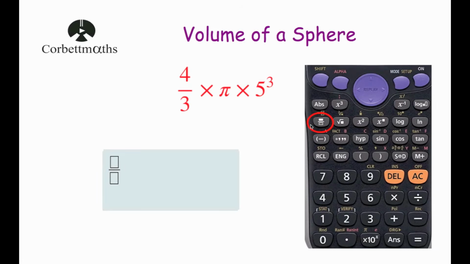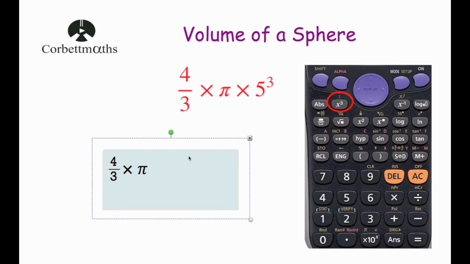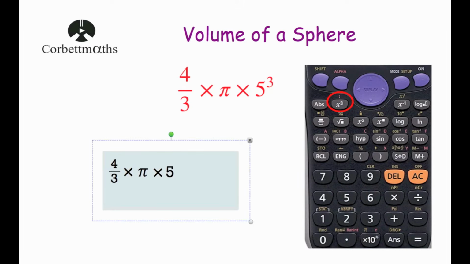So on our calculator we will press the fraction button, we'll type in our 4/3, so it will appear like this on our calculator, the fraction with the 4 in the numerator and the 3 on the denominator. Then we'll press right and then multiply, so we'll get our multiplication sign. Then we want to type in pi, so that will be shift and then pi, so it'll appear like that on our calculator. And then finally we'll want to multiply by 5 cubed, so we'll press times or multiply 5 and then cubed. So on our calculator it will appear like so.